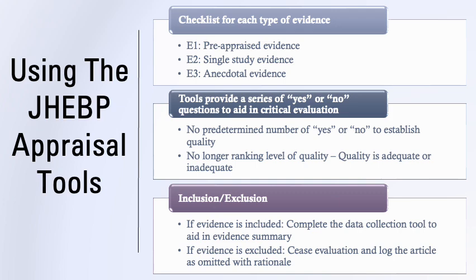I also want to make a note here that we are no longer ranking levels of quality. In previous editions of the Johns Hopkins model, we ranked quality as A, B, or C. We are no longer doing that. Now, quality is simply adequate or inadequate. And once you have determined that an article is of adequate quality, you then include it in your body of evidence. If an article is inadequate quality, you exclude it from your body of evidence.